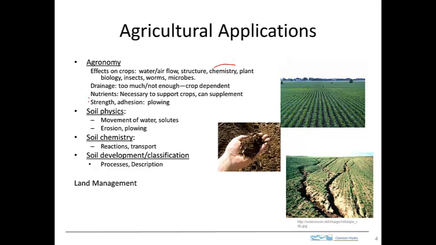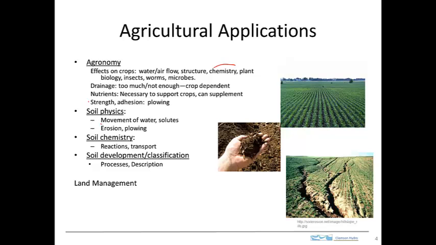Also, issues related to the strength of soil, how sticky they are, will be important for plowing and planting. So soil physics is the discipline that is focused on the movement of water and solutes through the shallow Vadose Zone. It really came out of the agronomy field and the need to better understand how water moves through soils to grow crops. Some soil physics is also involved with mechanical aspects related to erosion and plowing.